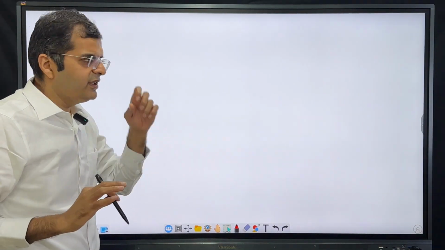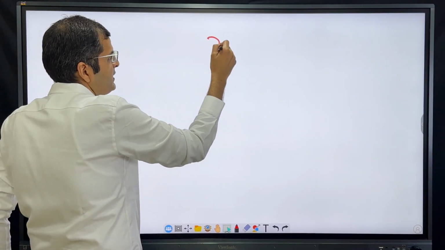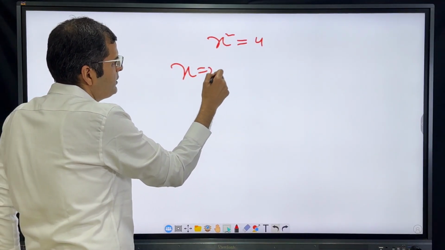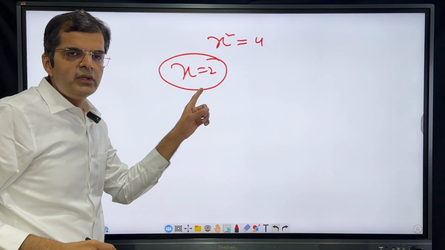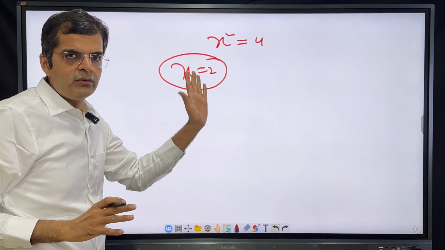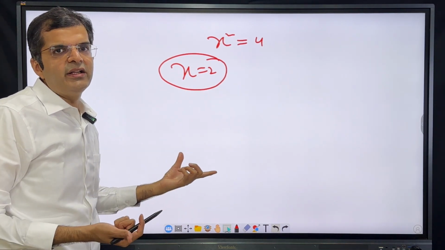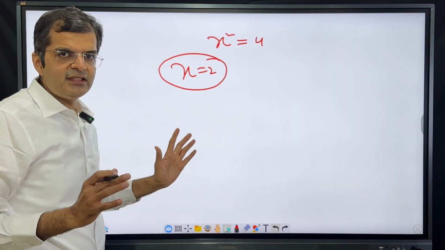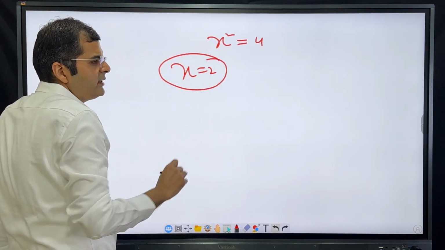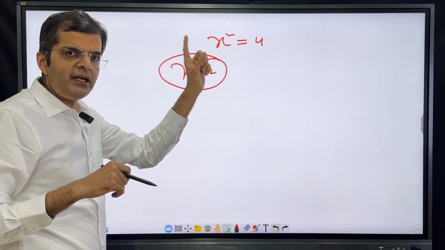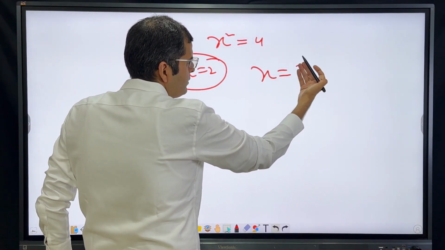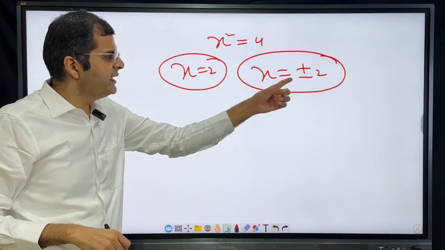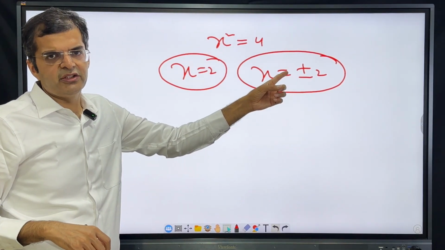Just to quickly tell you the meaning of this, what you can think of is, let's say I have x square is equal to 4. Now, if I say x is equal to 2, x equal to 2 is a sufficient condition for this to be true. But not necessarily, because x equal to minus 2 also satisfies this. So the difference between necessary and sufficient is that if x is equal to 2, it is a sufficient condition, but not necessary. But if I write x is equal to plus minus 2, that means x is plus or minus 2 both. Then this is both a necessary and sufficient condition.